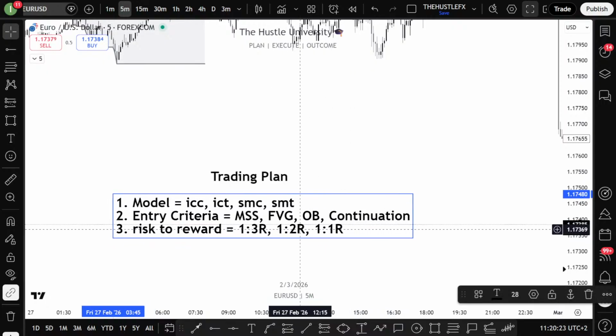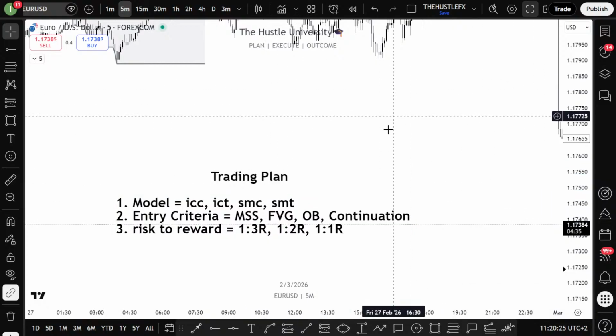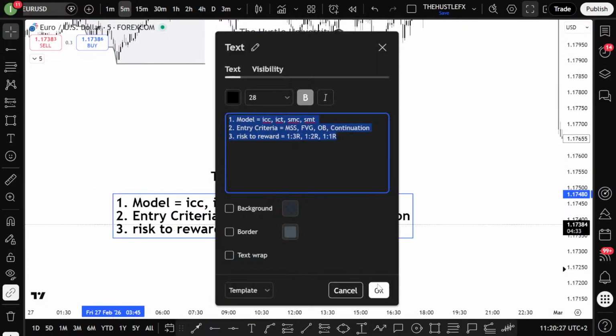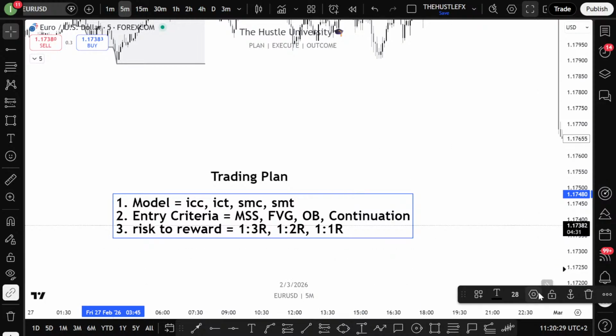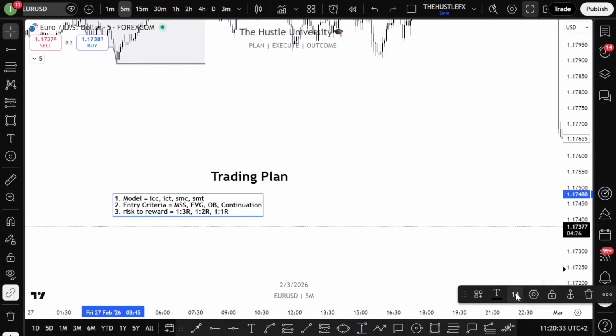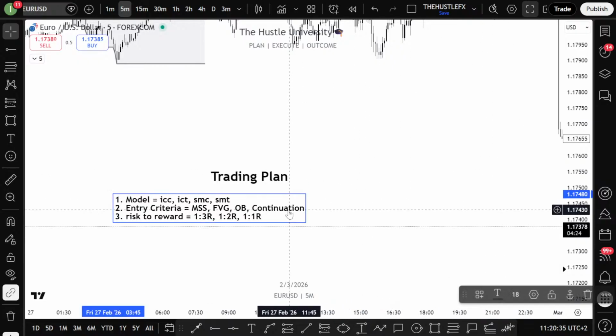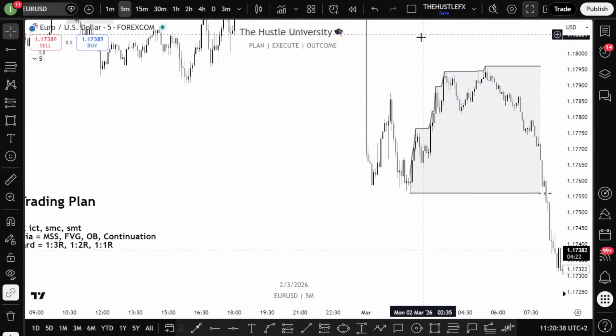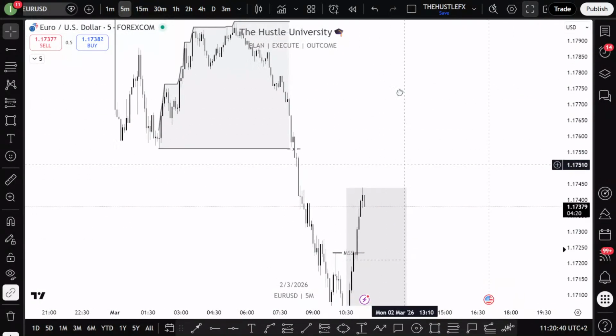So this is for prop firms, 1:2 and 1:3 for prop firms, but the most regular one will be a 1:2. You get what I'm saying? So with that being said, we're obviously also looking to take price to the upside.